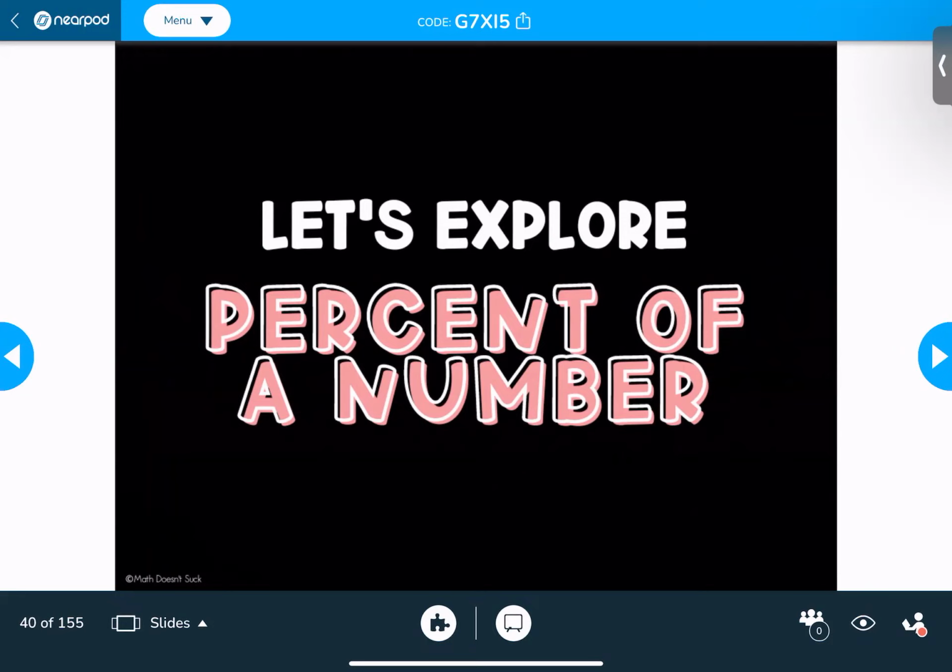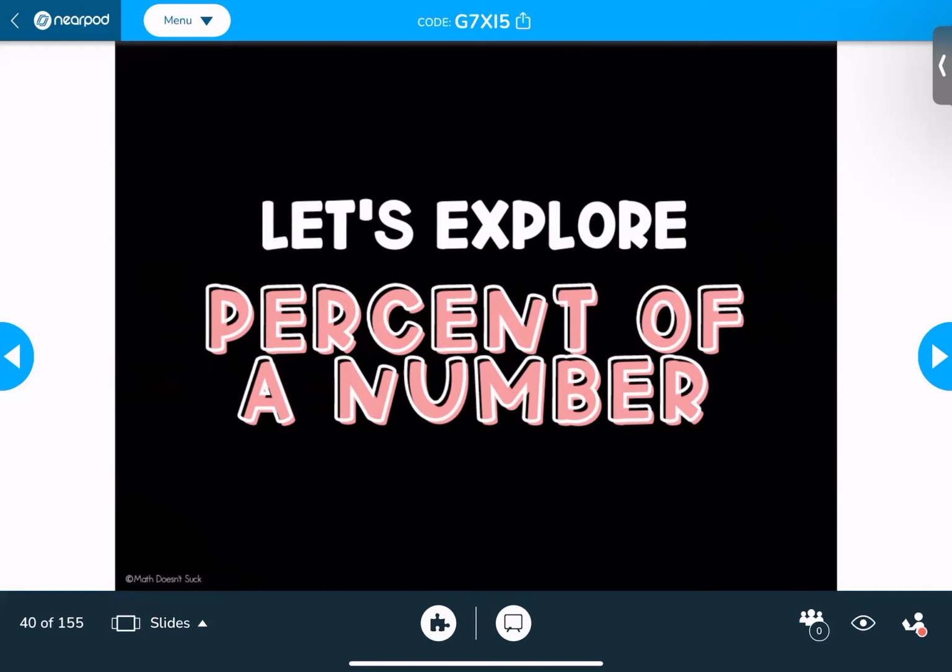So sit back, relax, and let's talk about percent of a number. Now, this is a skill that we're building on this week. We're starting with specifically just finding the percent of a number. And then when we meet next time, we're going to talk about how to find a percent of a number when given the percent and the answer, and how to find the percent when given the starting number and the answer.